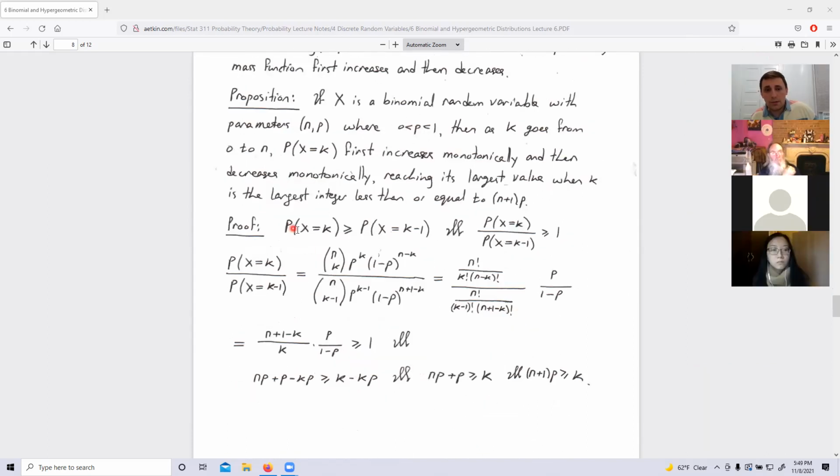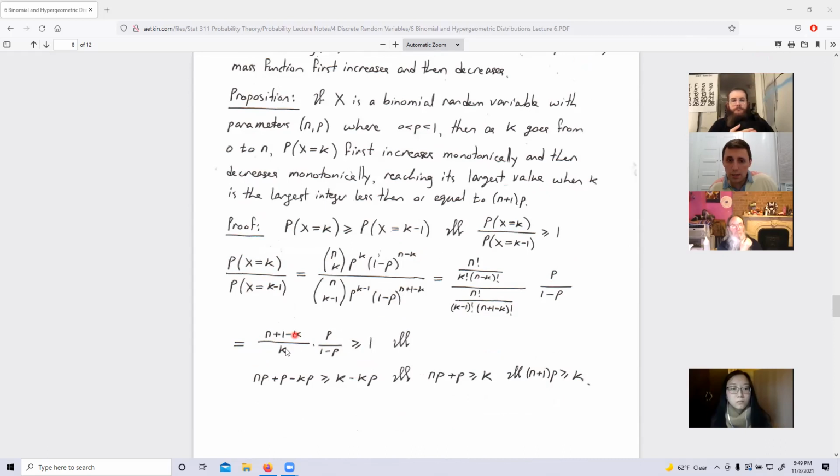So what happens? If I take the quotient probability of x equal to k over probability x equal to k minus 1, here are the probabilities. I take the quotient, I simplify it, and I get this expression. This is just algebra, you can follow. Now, once you move things around, I take k, I multiply in the denominator, I take p, I multiply the numerator, and this is the numerator and this is the denominator. I just move them apart, right?